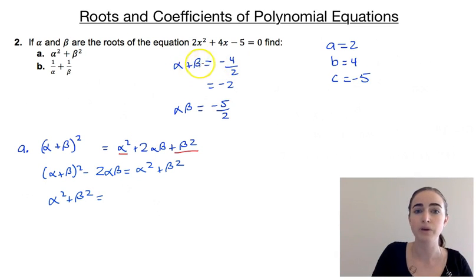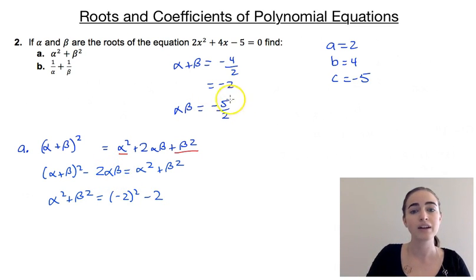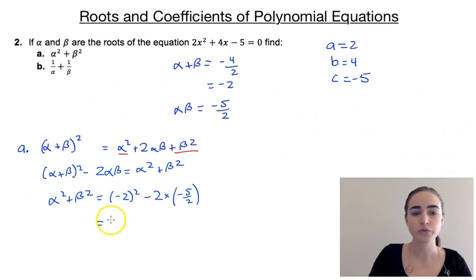So that means alpha squared plus beta squared is going to be equal to alpha plus beta all squared minus 2 alpha beta. So we know from up here that alpha plus beta is minus 2. So we're going to have minus 2 squared minus 2 times alpha beta. And alpha beta was minus 5 over 2. Right, so minus 2 squared is 4, and minus 2 times minus 5 over 2 is plus 5. So that will give us 9.